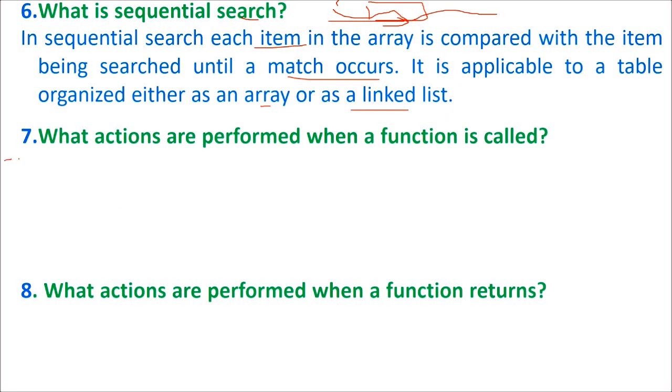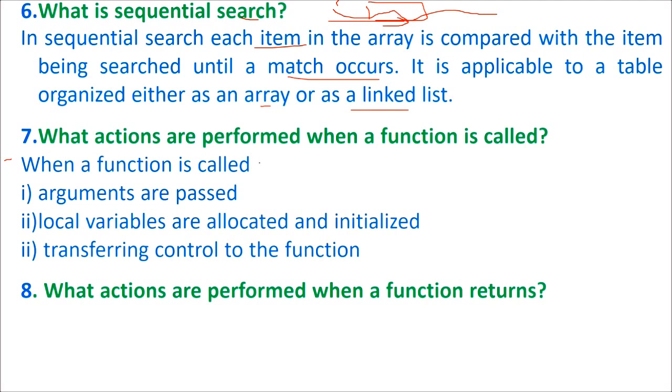Seventh is, what actions are performed when a function is called? As you know, when a function is called, first we pass the arguments, that is, formal to actual values will be passed. Then local variables are allocated and initialized. And then finally, the control is transferred to the function.